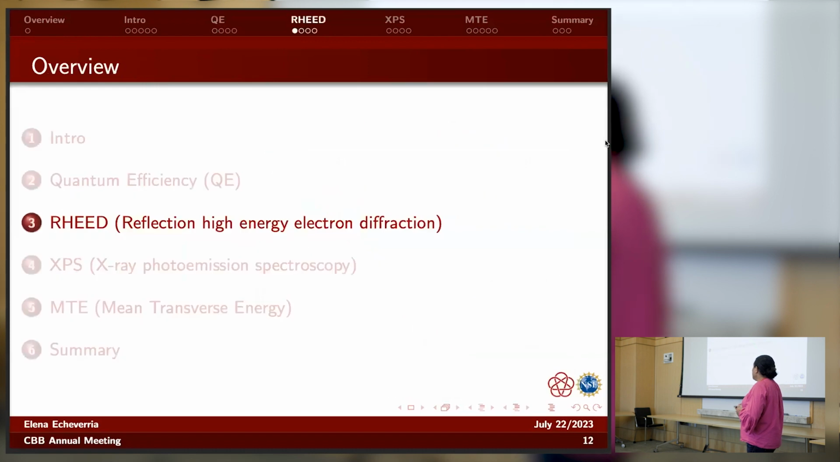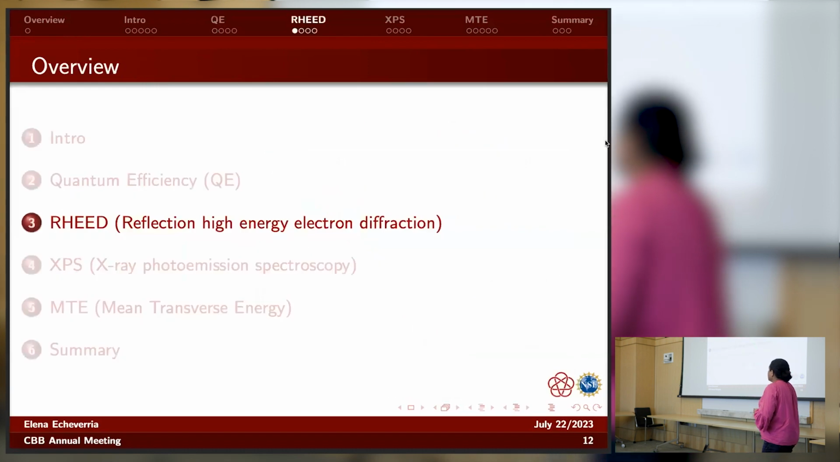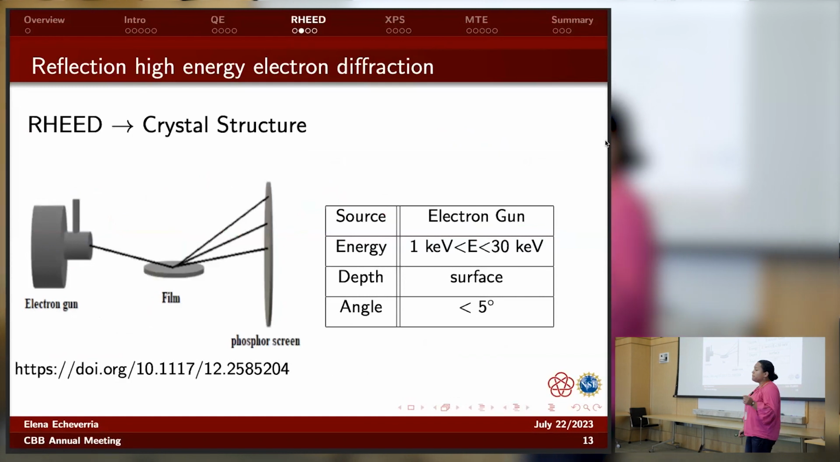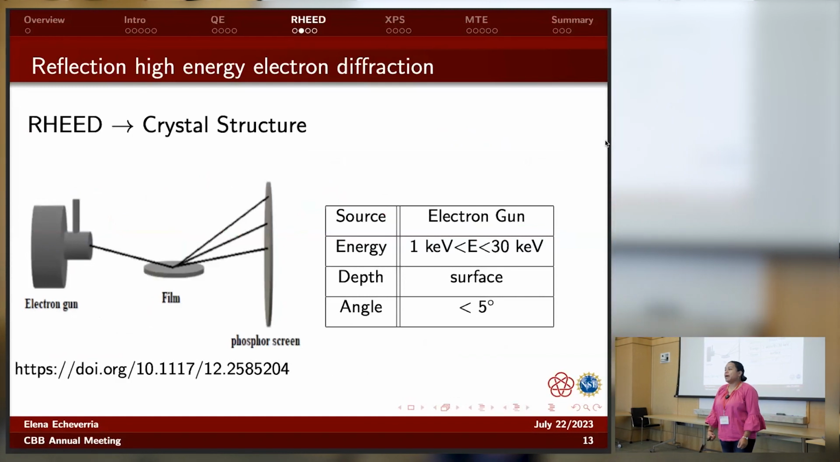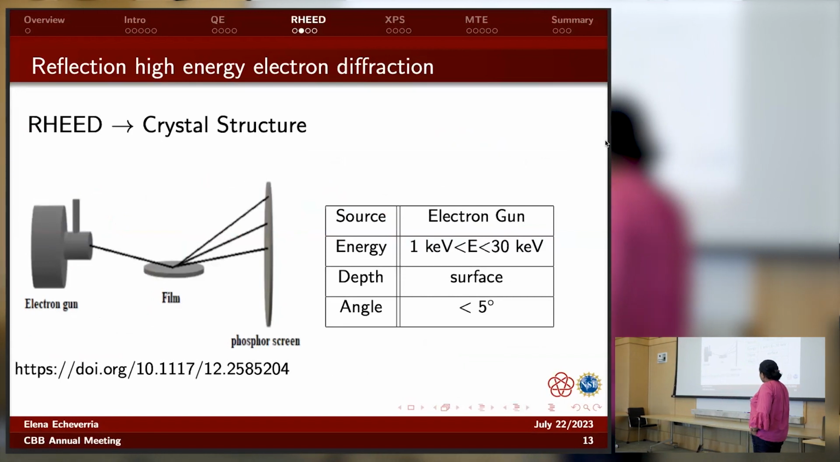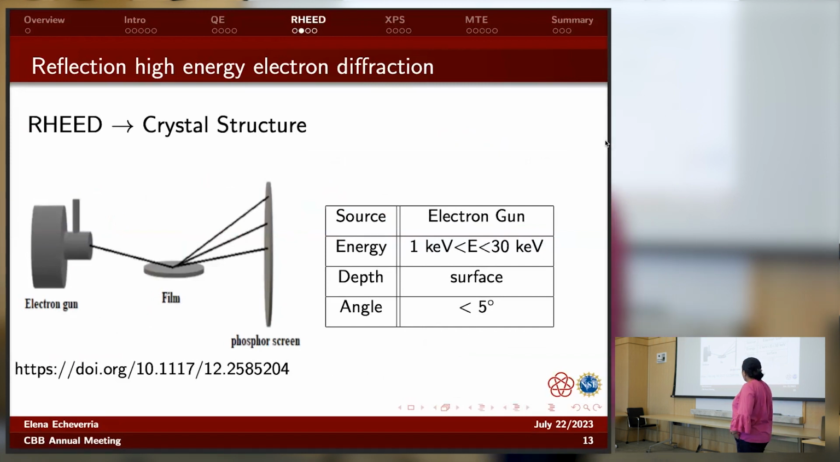What else can we do? We can look at RHEED. RHEED stands for reflection high energy electron diffraction. Basically, this technique helps us look at the crystal structure of the cathodes that we are growing. This cartoon shows the setup. It's a really simple setup. We have an electron gun, the film that we want to analyze, and a fluorescence screen.